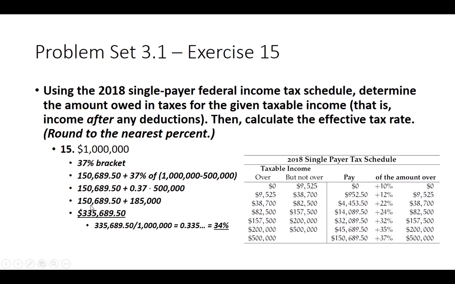Add to that the $150,689.50, and we get taxes of $335,689.50. To find the effective tax rate, we divide that by the taxable income of $1 million. 335,689.50 divided by 1 million gives us 0.335 and some more numbers. That's enough to round us up to 34%.